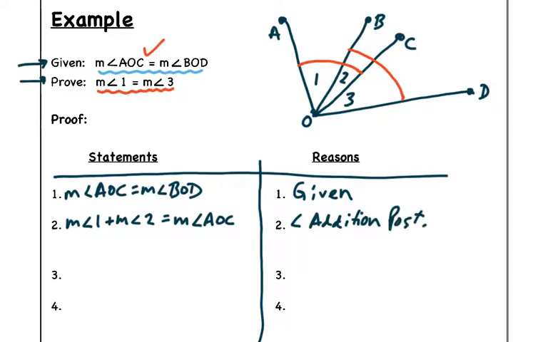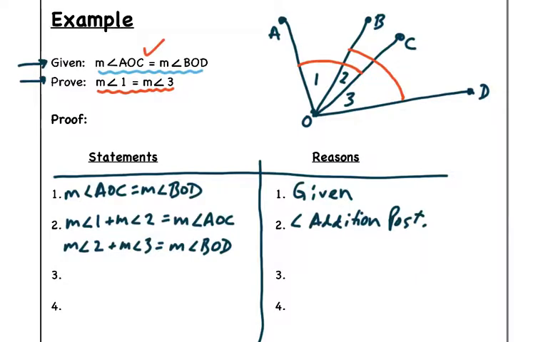Okay. But can I do the same thing maybe with 2 and 3? So let me say if measure of angle 2 plus the measure of angle 3 adds up to a larger angle, and that would be angle BOD. Why? Oh, same reason. So I can put that under the same step number 2. All right, that's pretty cool. Well, what can I do with that?